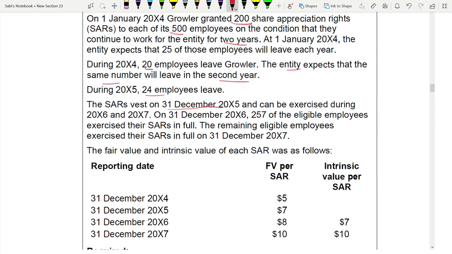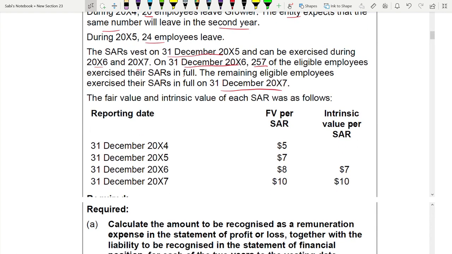That means they'll be exercised in 2006 and 2007. On 31st December 2006, 257 are eligible to exercise the SAR in full. The remaining will exercise it on 31st December 2007. You have been given the fair values and the intrinsic value. Intrinsic value is given only for the last 2 years because you are exercising in these 2 years.